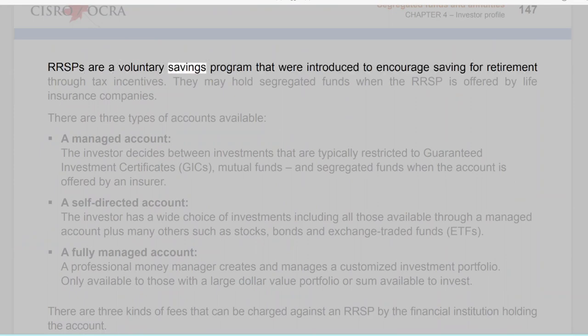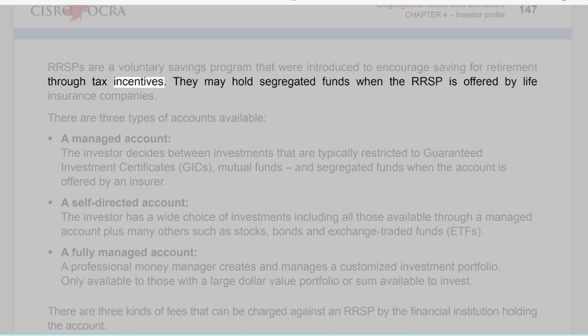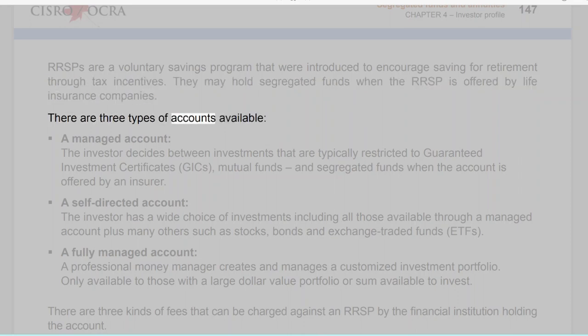RRSPs are a voluntary savings program that were introduced to encourage saving for retirement through tax incentives. They may hold segregated funds when the RRSP is offered by life insurance companies. There are three types of accounts available. A managed account. The investor decides between investments that are typically restricted to guaranteed investment certificates, GICs, mutual funds, and segregated funds when the account is offered by an insurer.